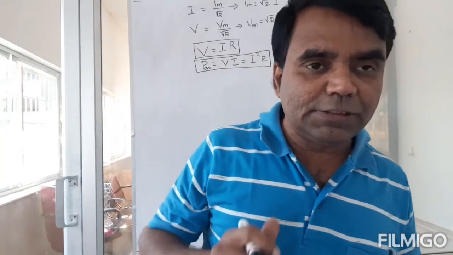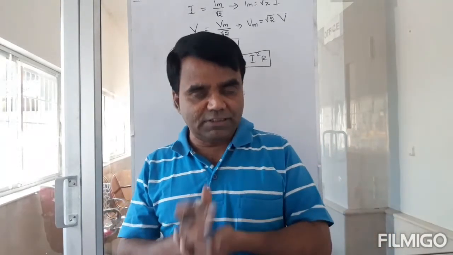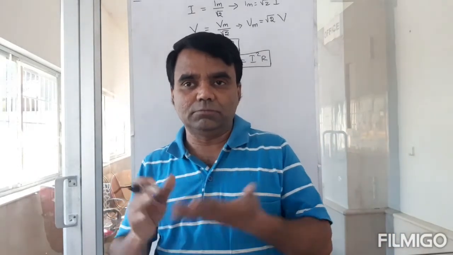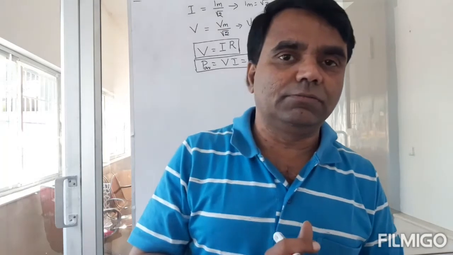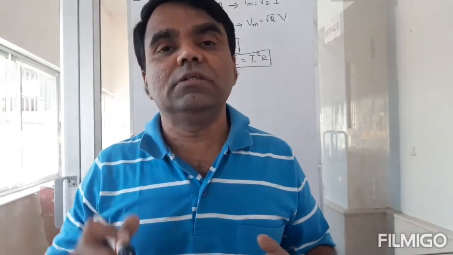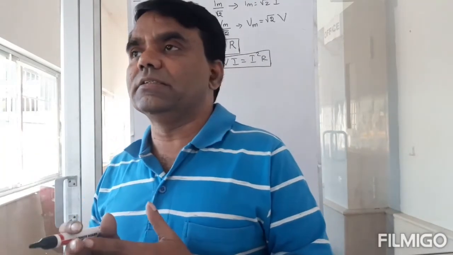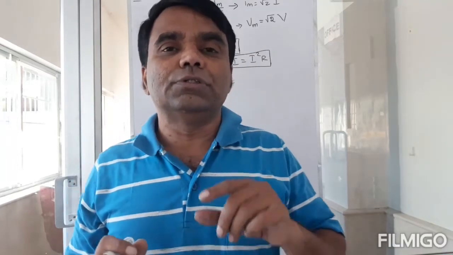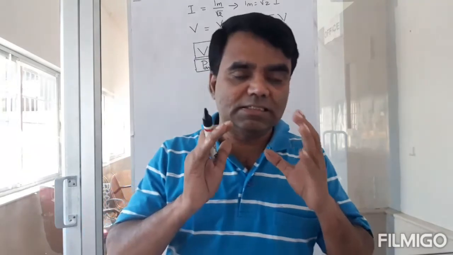See, when you look at an appliance, a fridge or a TV, or anything, you will find two ratings. One is 100 watts, and then 220 volts. Or they can say it is 70 watts and 220 volts. So you have to keep this in mind when you see things like that.